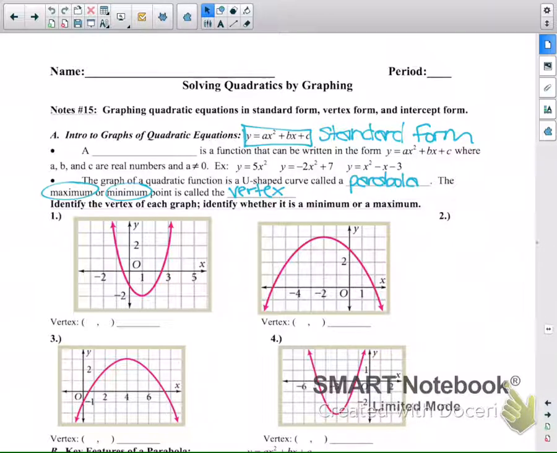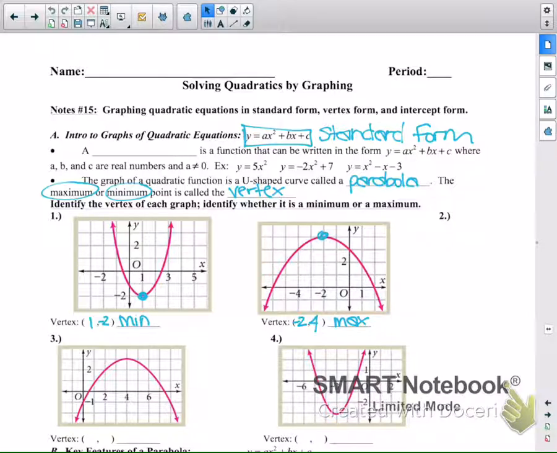So the very basic part of this, the vertex for this quadratic, would be the point (1, -2), and we would call that a minimum because it is the bottom of the U shape. I'm not going to spend too much time on this. This is the vertex of that one. That's the point (-2, 4). And that would be a maximum. You remember that kind of stuff?